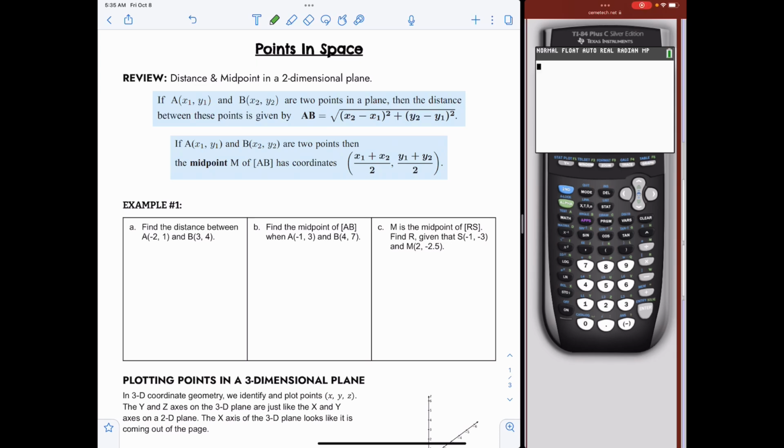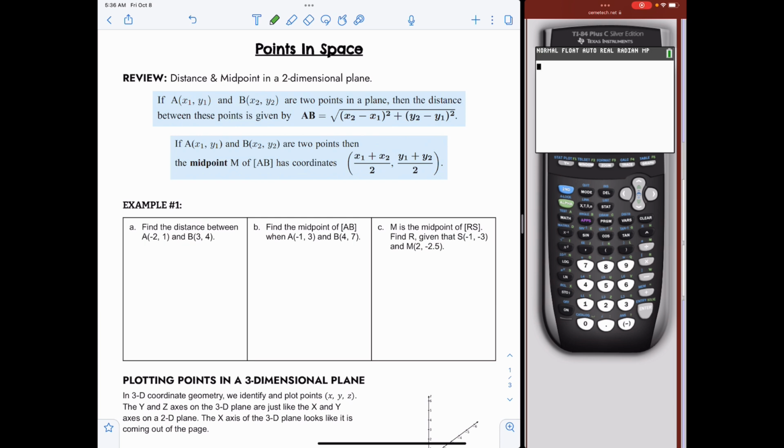Hello, today we're going to talk about points in space. So we're going to do a quick review of the distance and midpoint in a two-dimensional plane. If A is located at x1, y1, and B is located at x2, y2, the points in the plane will end up creating the distance formula of just taking the square root of subtracting your x values and then squaring them, and then adding them to subtracting your y values and then squaring them.